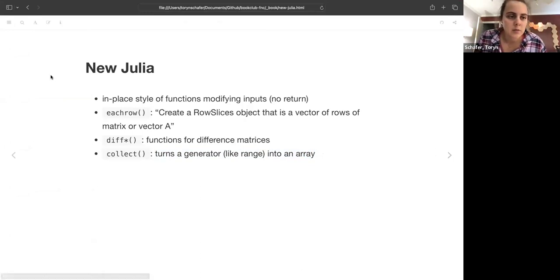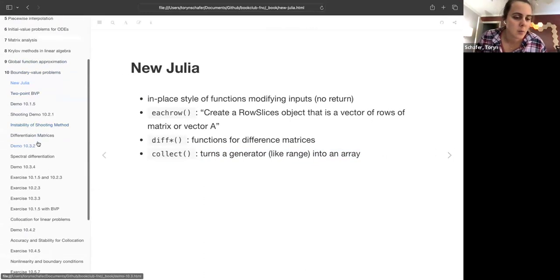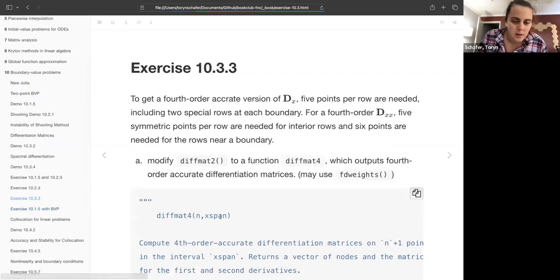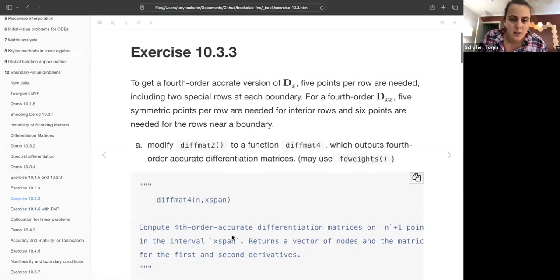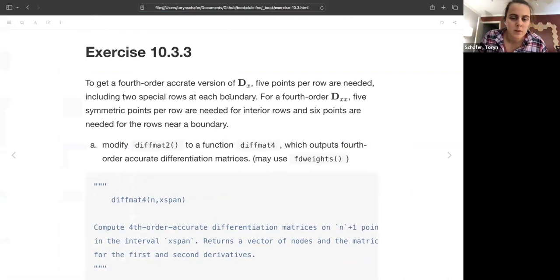Okay, so last time we talked about two-point boundary value problems. We defined them, the shooting method and differentiation matrices. And so let me go to the exercises. We were discussing this exercise last time. This is where we left off.